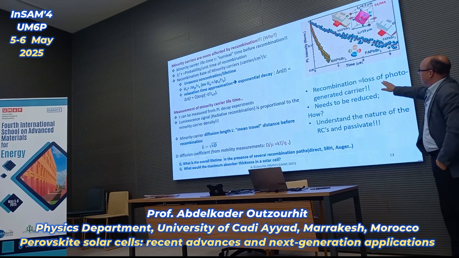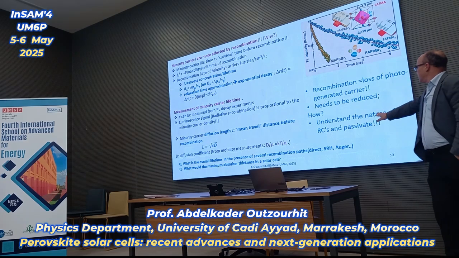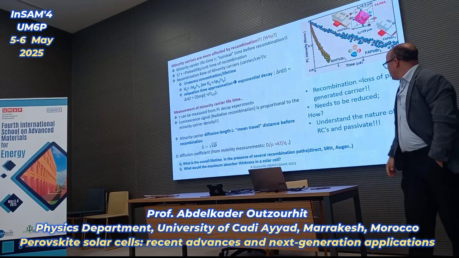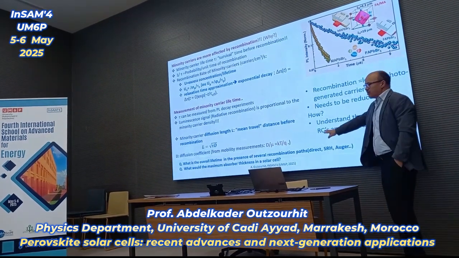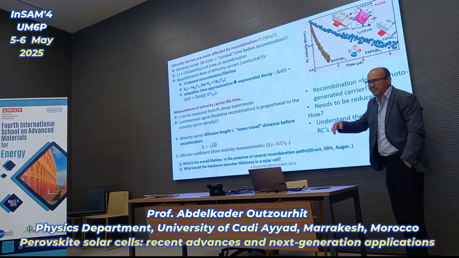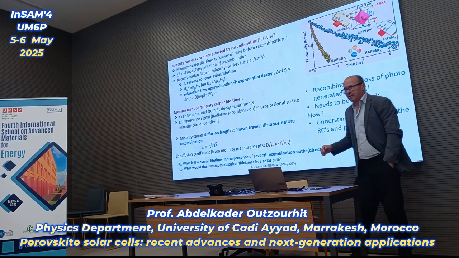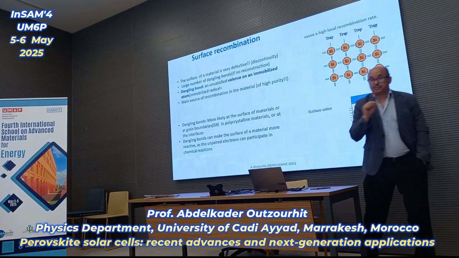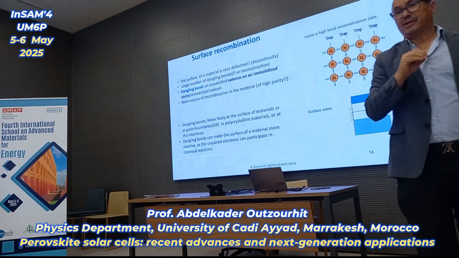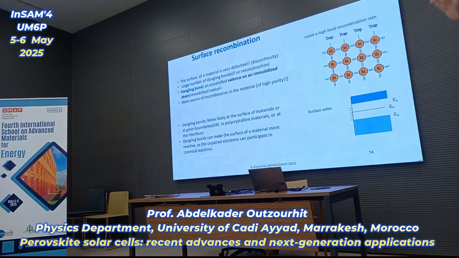Okay. So as I said, the recombination is a loss, so we need to reduce it. How? Well, you have to understand the nature of the recombination centers, where the recombination happens, and also try to eliminate and passivate those recombination centers. Okay. One problem is the surface of the semiconductor. That's where a lot of recombination centers are. The surface, as you see, is a discontinuity.